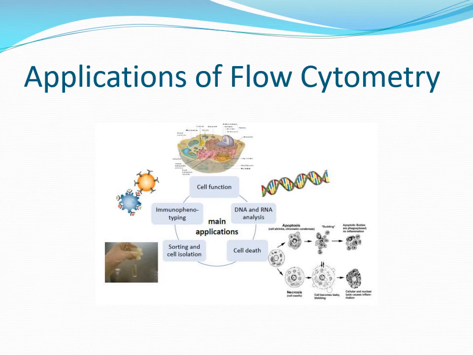This flow cytometry has multiple applications. It can be used for determining various cell functions, the cell complexity or the number of cells. It can be used for immunophenotyping, for analysis of nucleic acid, that is the DNA and RNA molecules present within the cell. It can be used even for ploidy analysis, then apoptosis, for sorting and cell isolation, and many other applications of this basic technique. They have been developed, they are being used.